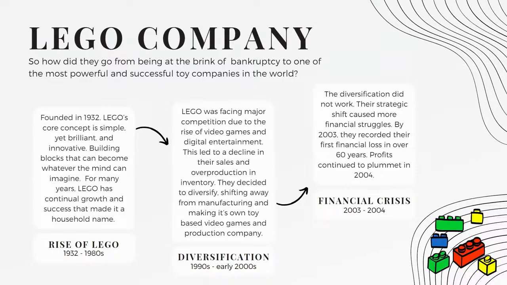So they decided to diversify and shift away from manufacturing and started making their own toy-based video games and a production company as well. By 2003 and 2004, they went through a financial crisis. The diversification did not work. Their strategic shift actually caused more financial struggles, and by 2003, they recorded their first financial loss in over 60 years, and profits continued to plummet in 2004.